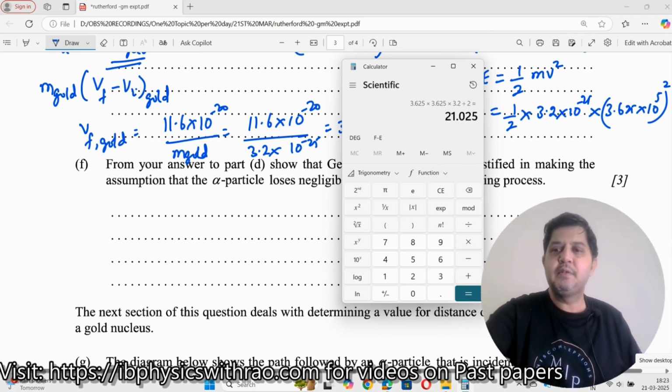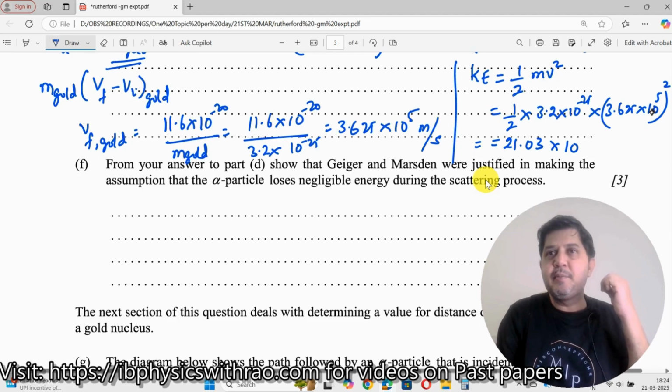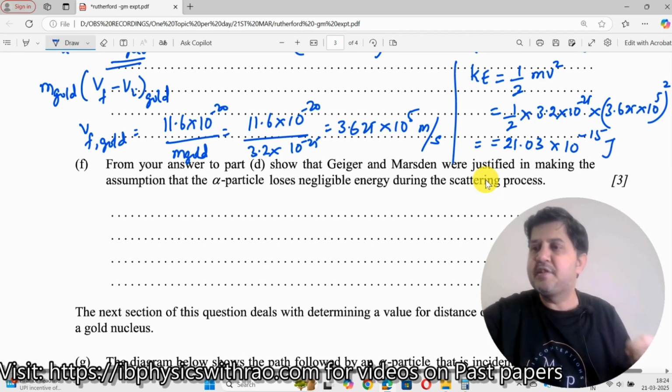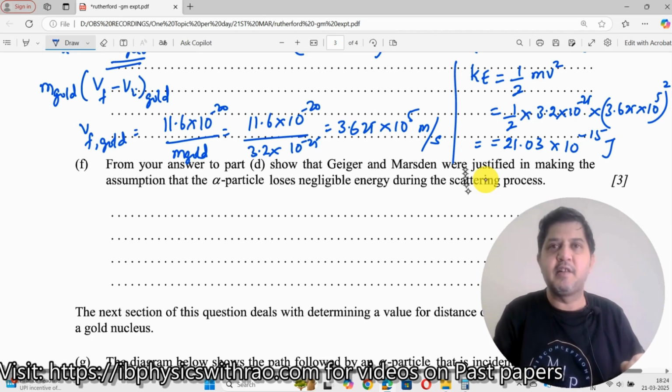Let me write it down. This is equal to 21.025, right? I'll write it into 10 to the power of, here I get 10 power 5 whole square would be 10 power plus 10, minus 25 should be minus 15 over here. Unit joules over here. Let me check whether we have the right answer. 21 into 10 to the power of minus 15 joules. Yes, 21 into 10 to the power minus 15 joules is the right answer.